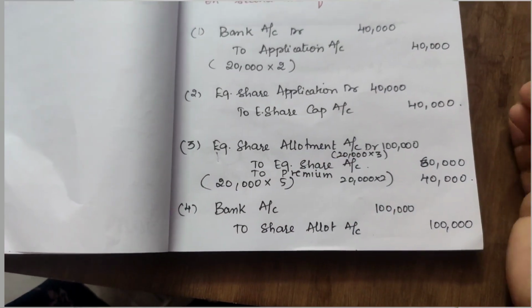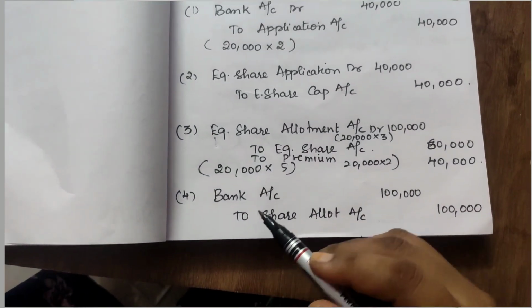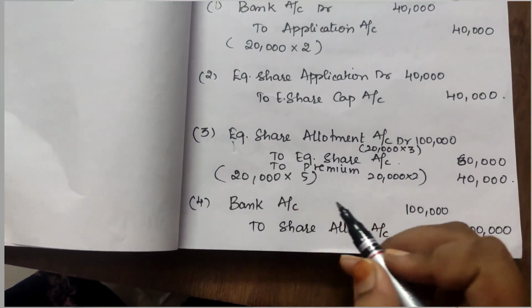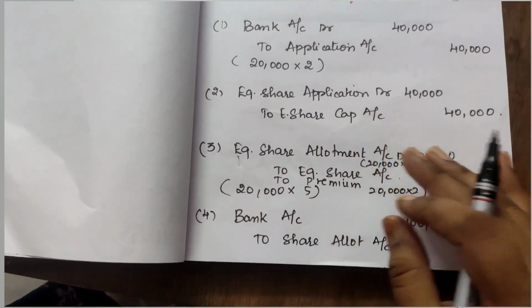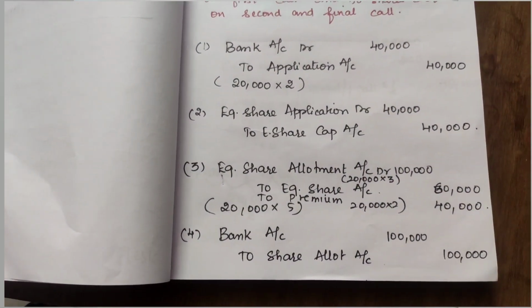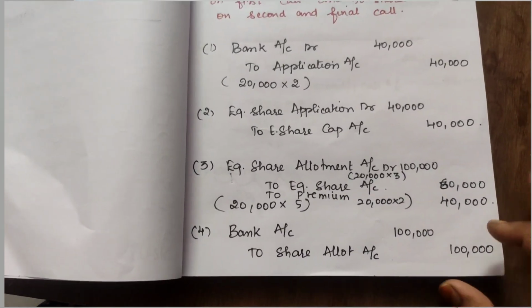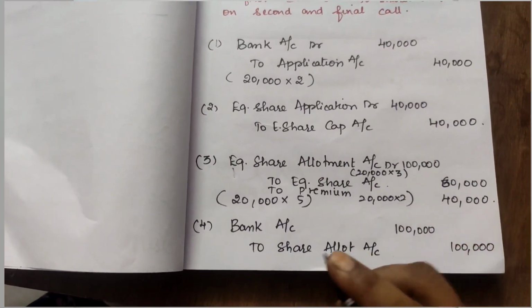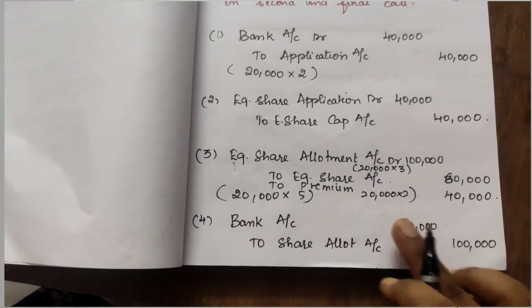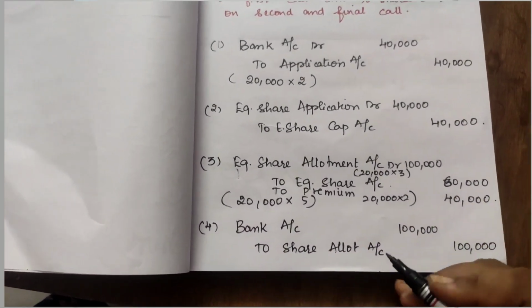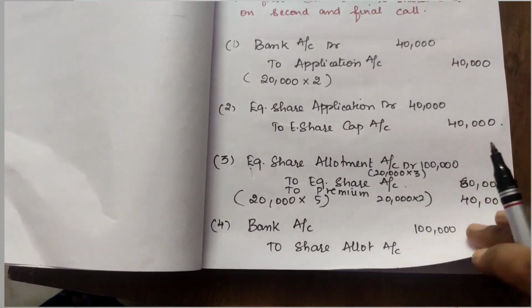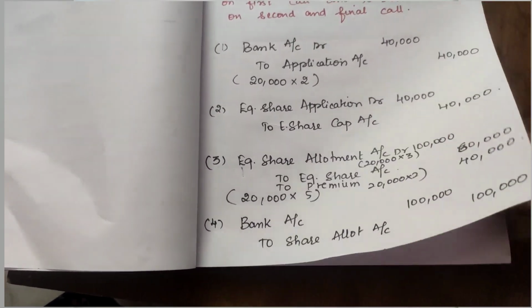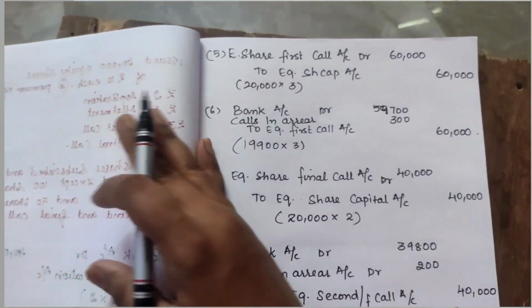After the invitation goes out, the people will start to pay. At that time you write bank account debit to share allotment account. It means you have received the money. You write in the narration that you received so and so allotment money. Here we have received the full money, so 20,000 into 5, 1 lakh we have received. Of that, 60,000 will go to the share capital and 40,000 to the premium account. That also you need to define if you want to, and give the proper narration.